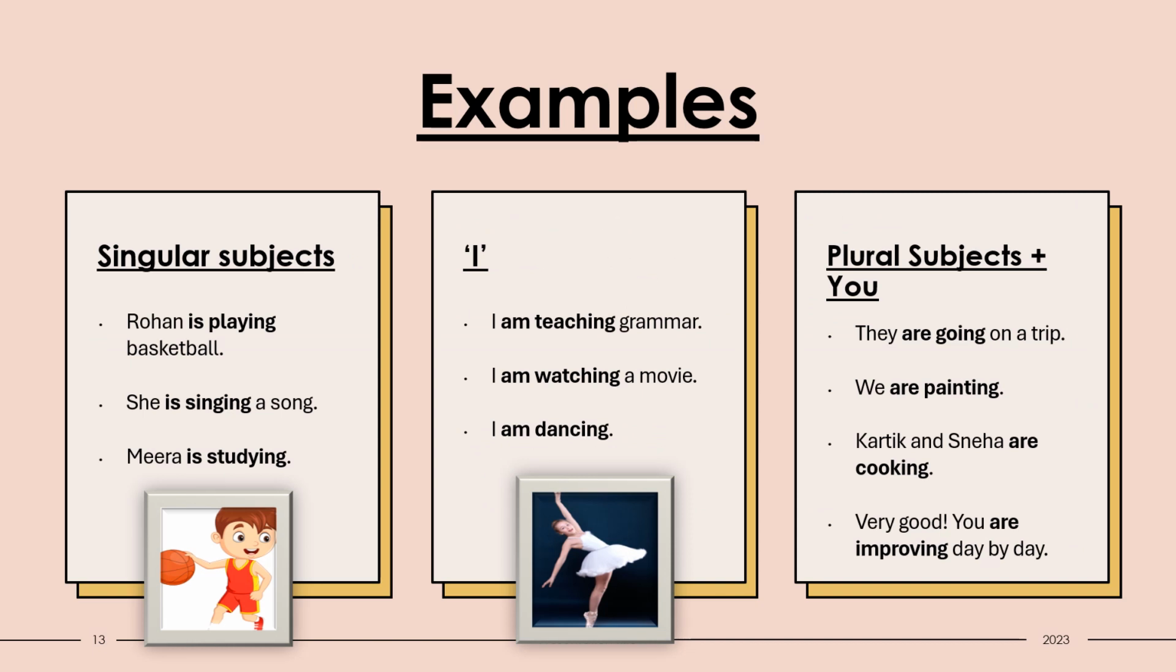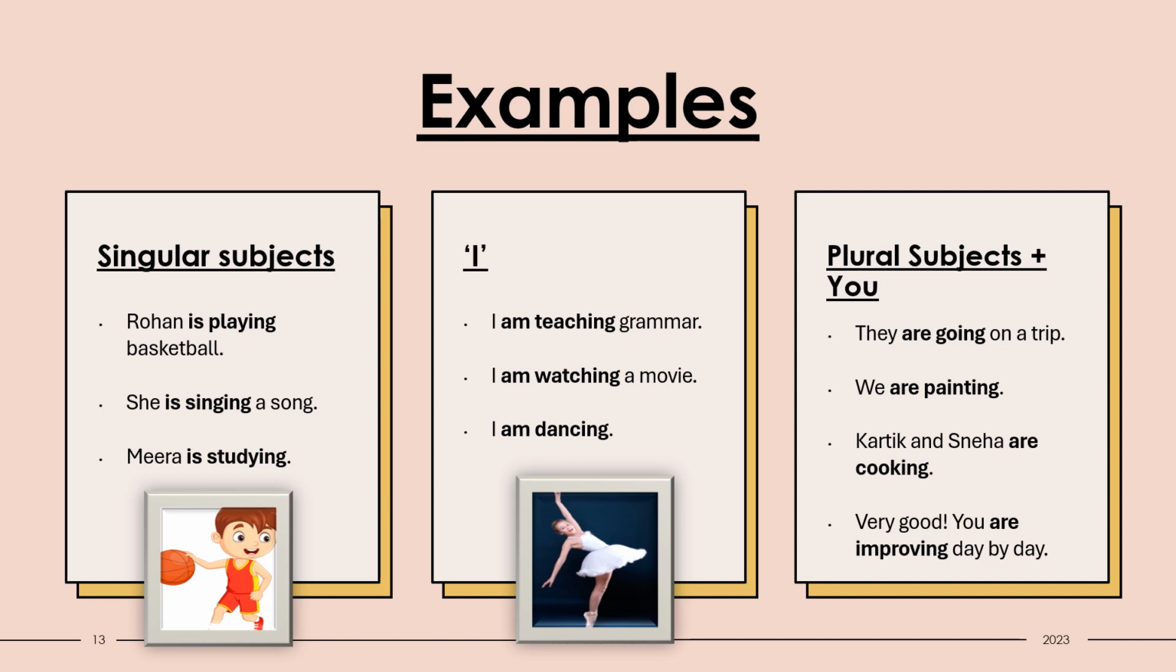So, if we have singular subjects, the sentences can be Rohan is playing basketball. She is singing a song. Meera is studying. So, you can see that we have used helping verb and the main verb, and in first two sentences we have objects basketball and song, but in the third sentence we do not have any object and still it's a complete sentence. Meera is studying. Meera subject, is helping verb and studying main verb.